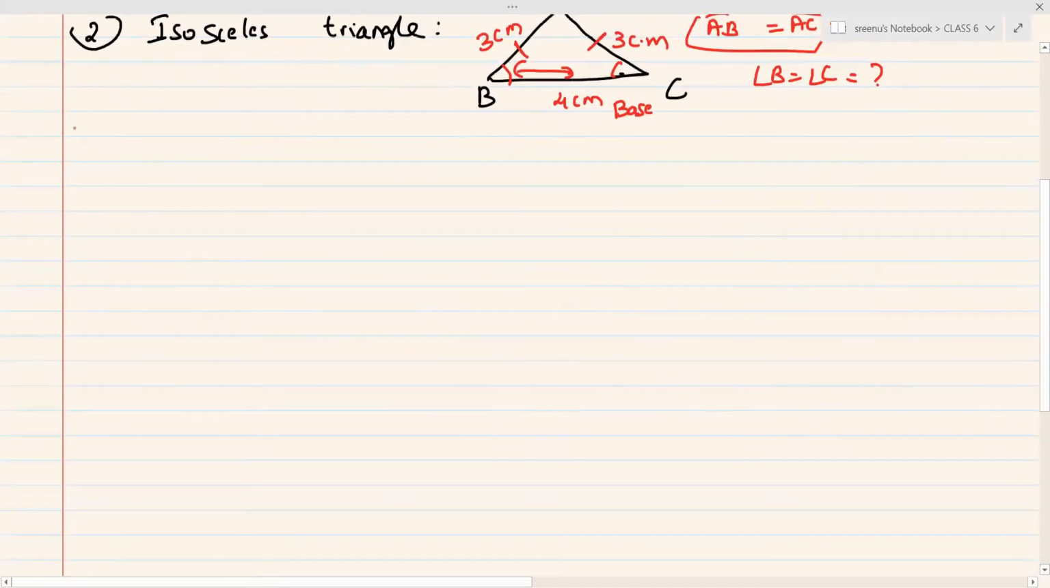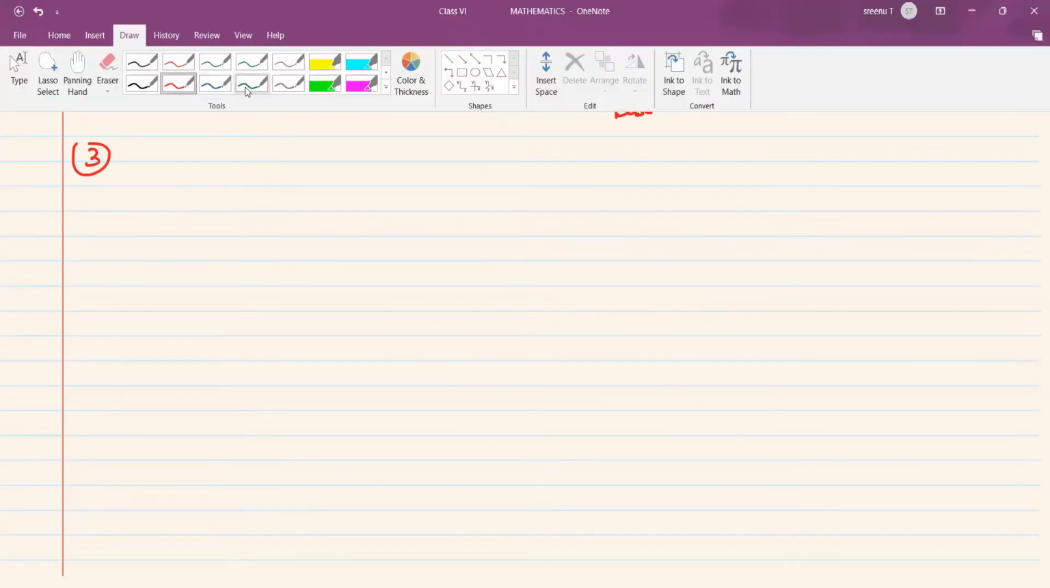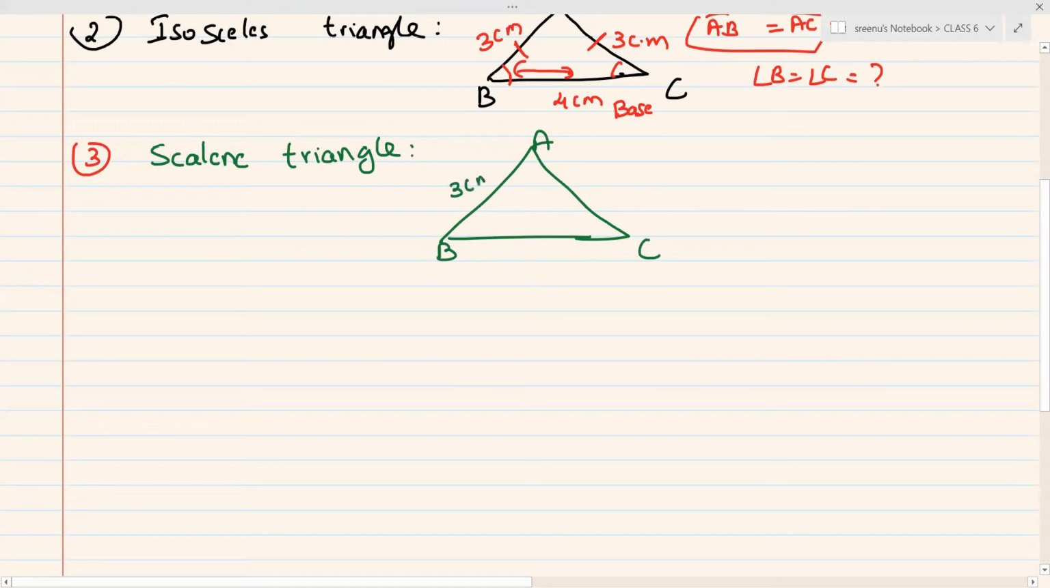Next we'll go with the scalene triangle. Let us talk about the scalene triangle. So what do you understand about the scalene triangle? Let us check. So let us take a triangle with some measurements. Here I will take AB as 3 centimeters, BC as 4 centimeters, AC as 5 centimeters. What did you observe here?